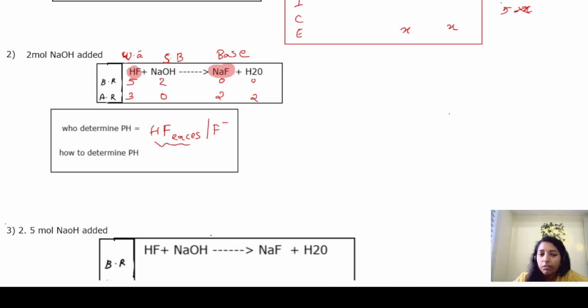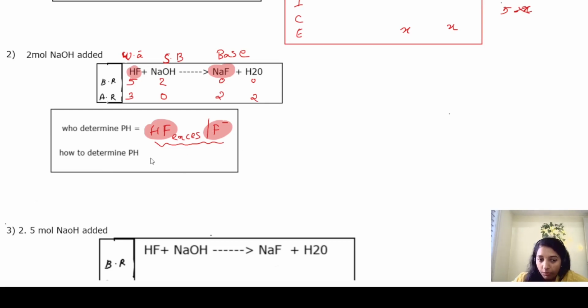What is this HF and F minus mixture? Are you familiar with this mixture? Yes, it's a weak acid and its conjugate base. Weak acid and its conjugate base, that is nothing but a buffer, right? So here a buffer is there. In the previous case there was no buffer because there was no presence of a basic salt, correct? So that's the difference here.